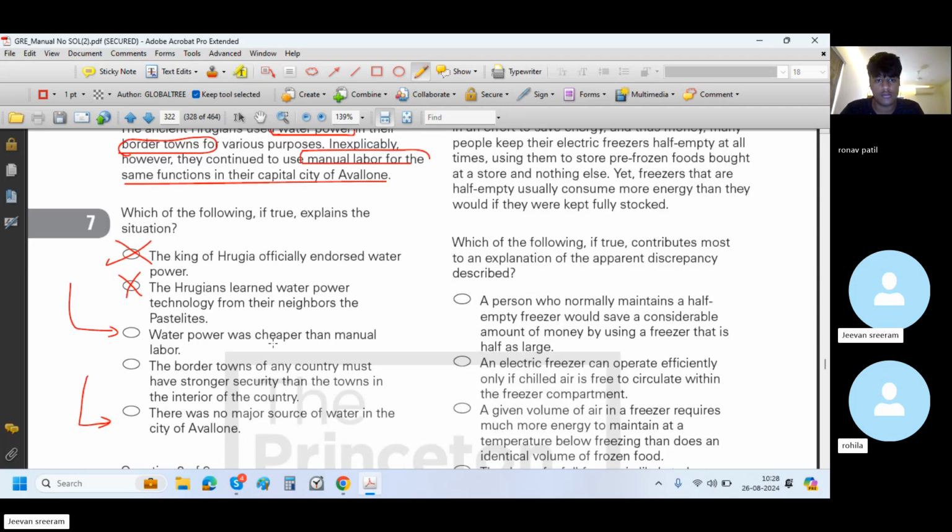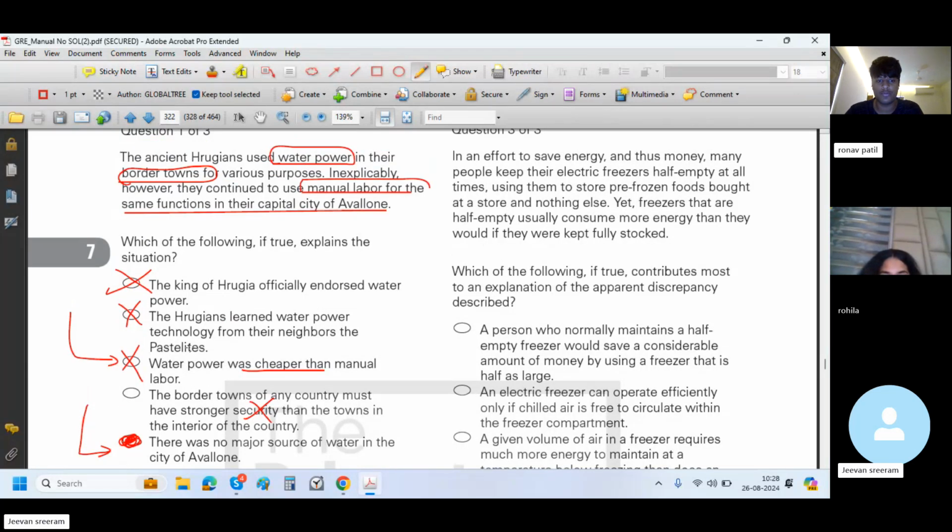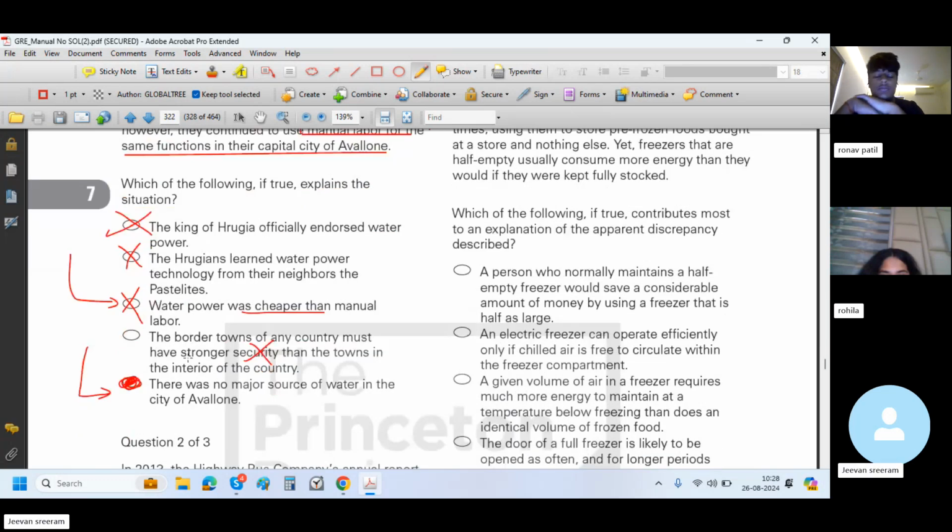Water power was cheaper than manual labor. If water power was cheaper than manual labor, it should be used even in other cities, even in the capital city, right? The border towns must have stronger security? It's not about security. E must be the answer. Lack of water resources is why they couldn't use it. That's it. Right? Border towns must have water resources.